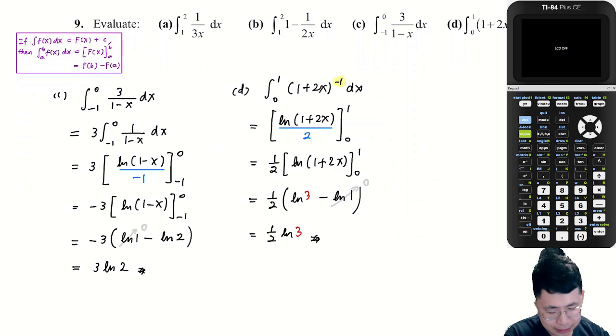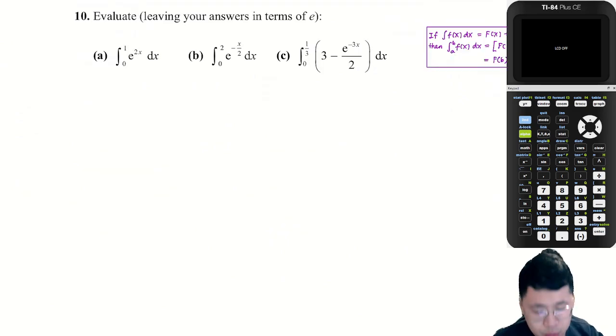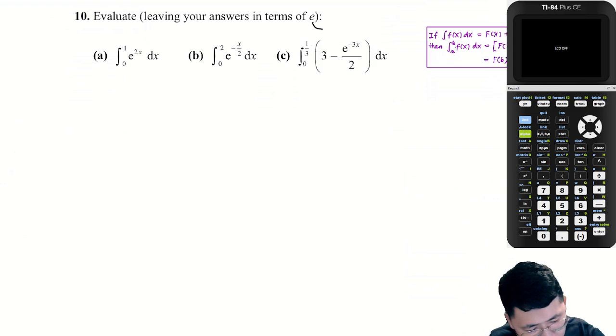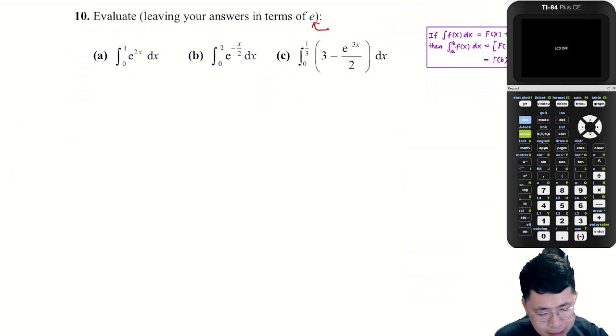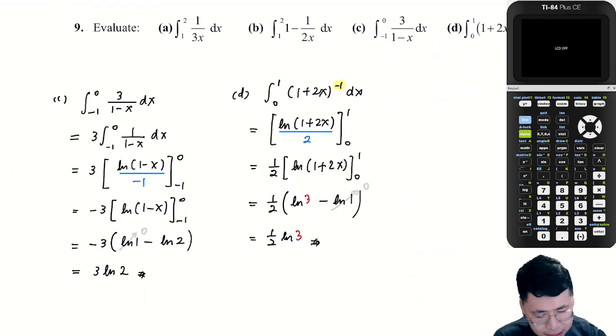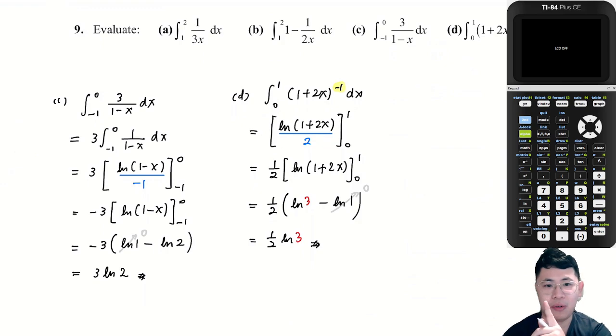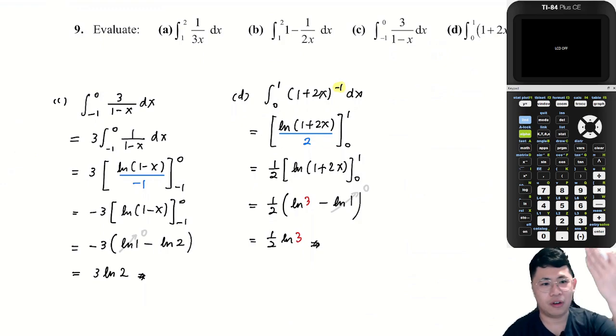So here is all that we need to do for question 9. Continuing on to question 10. Now, we are evaluating this, leaving our answers in terms of e. So this means that we want exact values. Unlike the previous question, if you just evaluate and it's only a 1 mark question, then we can make use of the calculator over here.